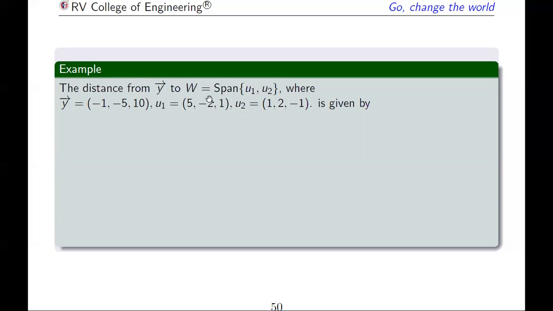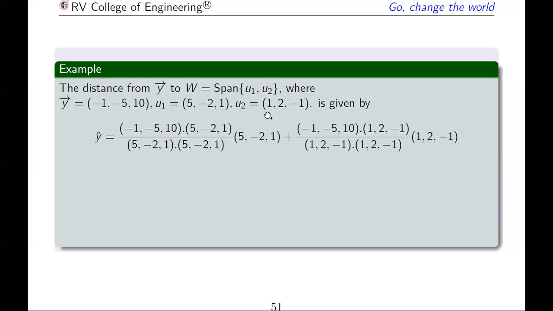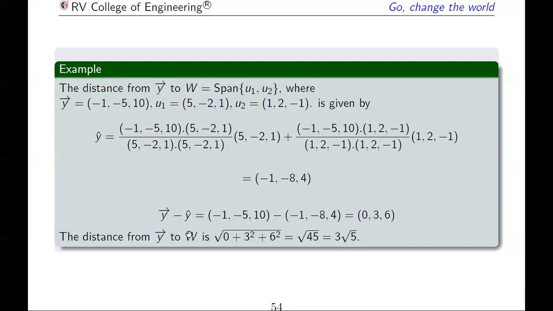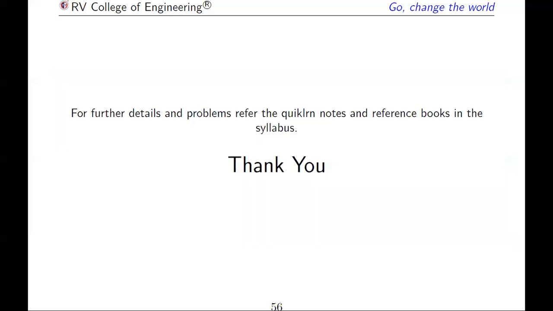Now we want to find the distance from y to W, which is spanned by these two orthogonal vectors u1 and u2. If we find that using the formula, it is found to be -1, -8, 4. So this is your y cap. Next we need the vector y minus y cap, and that is given as 0, 3, 6. And the distance from y to W would be the magnitude of this y minus y cap, which is found to be equal to 3√5. Okay, so this is all about orthogonal projections. Thank you for watching this video.